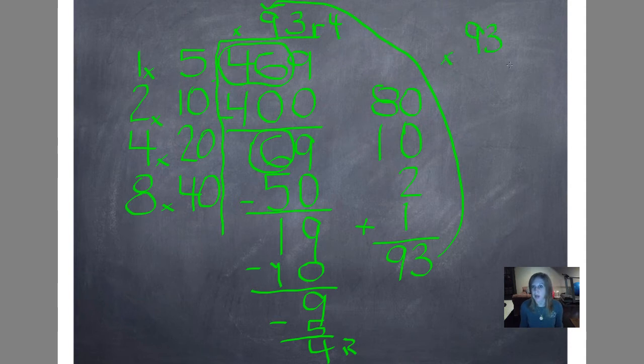93 times 5. 5 times 3 is 15. Remember, I'm just multiplying the divisor times the quotient. 5 times 9 is 45, plus 1 is 46. And then I add my remainder. I have a remainder of 4, so when I add that, 5 plus 4 is 9. And 6 plus 0 is 6, and 4 plus 4 is 4. Look at that. It totally matches my dividend. So I know I got it right. So our checking strategy for division, even the crazy way, is exactly the same.